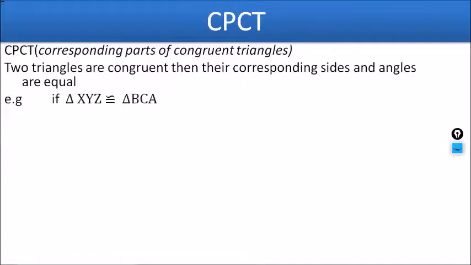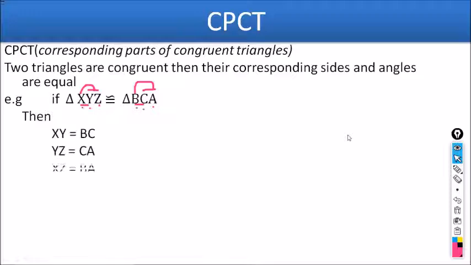So let us discuss this with the help of examples. If I have a triangle XYZ and it is congruent to BCA, it means the corresponding sides: XY will be equal to BC, YZ will be equal to CA, and the third side XZ will be equal to BA. And this is about the sides. About angles, angle X will be equal to angle B, angle Y is equal to angle C, and angle Z will be equal to angle A. So these are the corresponding parts of these congruent triangles which will be equal.